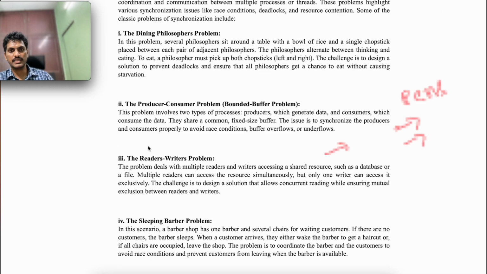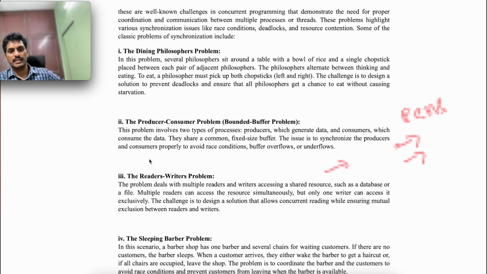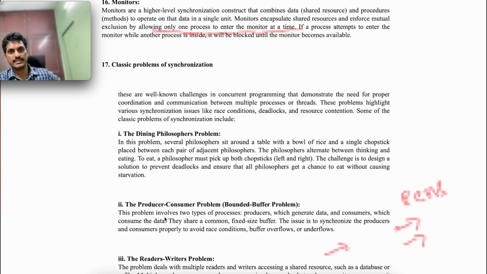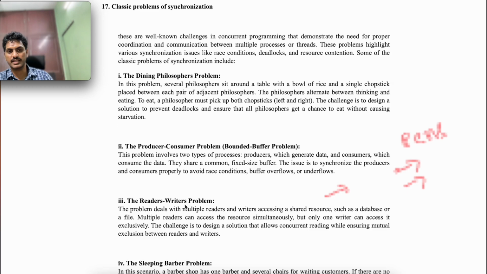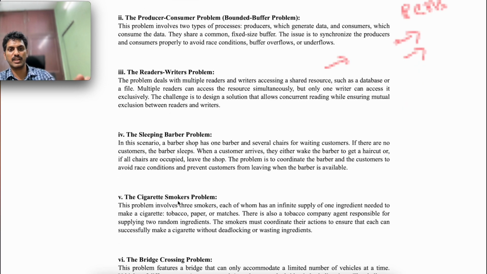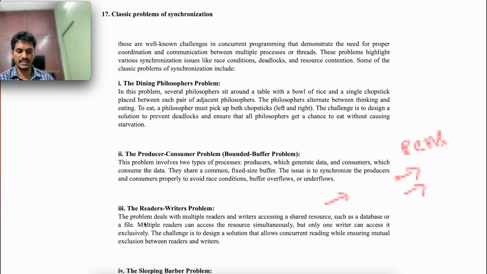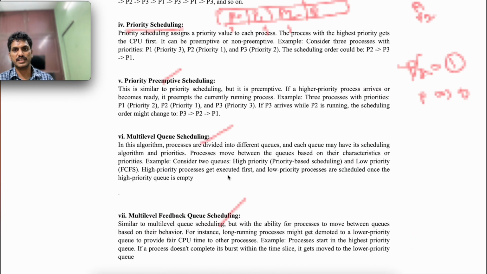And these are the important ones. These three you remember. Other things are not in your syllabus anyway. Dining philosophers problem, producer consumer problem, readers writers problem. If you have time, you can go through these problems also. These are called classic problems of synchronization.